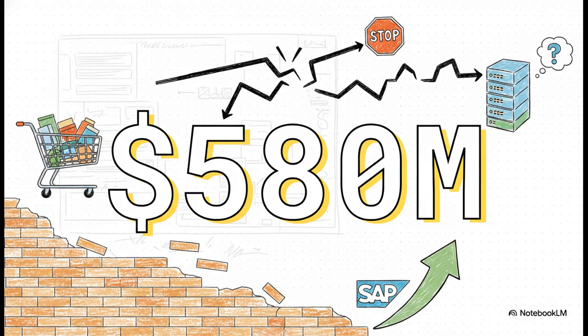The implementation stalled and eventually collapsed entirely because Lidl refused to adapt its unique, highly specific record-keeping methods to the standardized processes of the SAP software. They attempted to heavily customize the core ERP to fit their existing rigid workflows. This over-customization led to insurmountable technical complications and system instability.